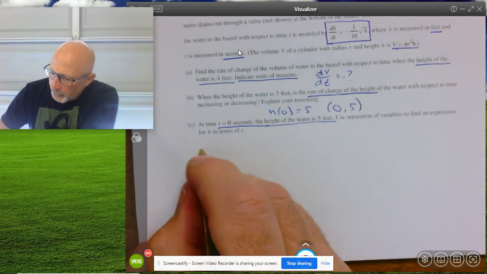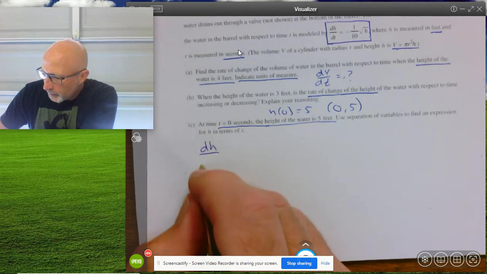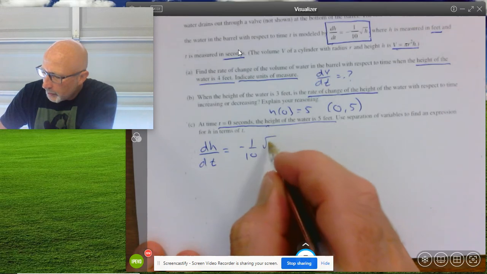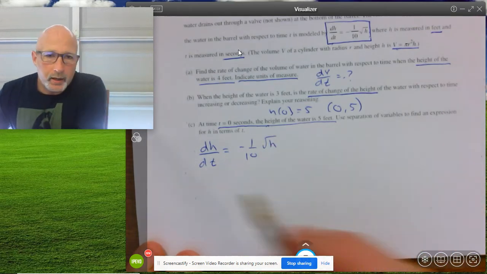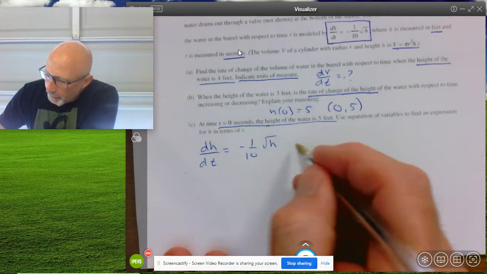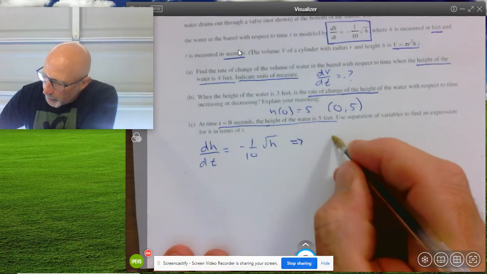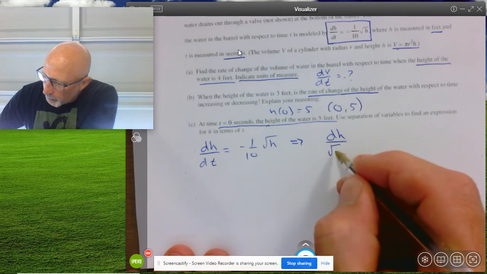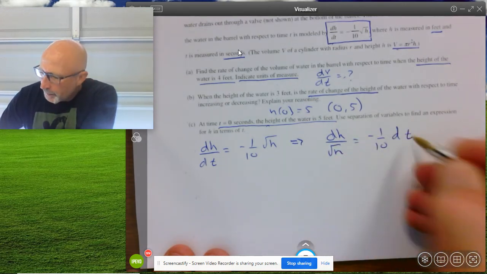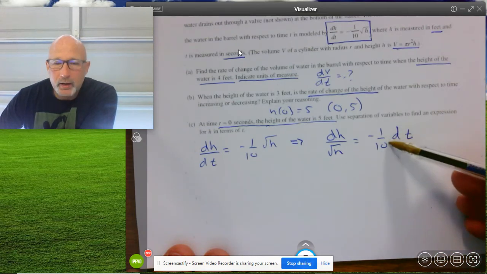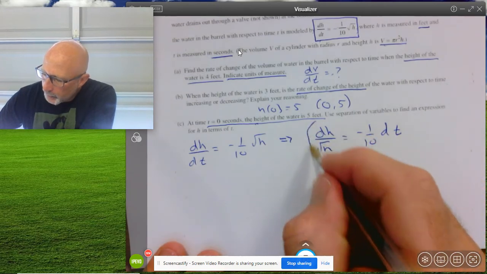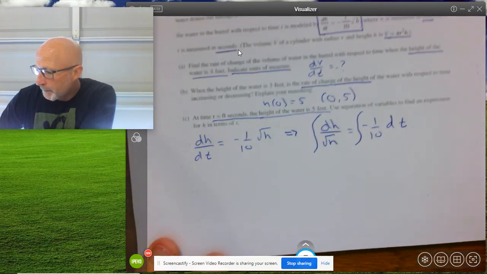Okay, so I just need to solve this using separation of variables. So we know what to do. We know to get all the h's to the one side of the equation and all the t's to the other side of the equation. If you notice, there are no t's here. So this is going to imply that dh all over the square root of h is equal to negative 1/10 dt. It doesn't matter which side you put this constant on. If you put it over there, you're going to get a fine answer. Okay, and now that we've done this, then we integrate both sides.